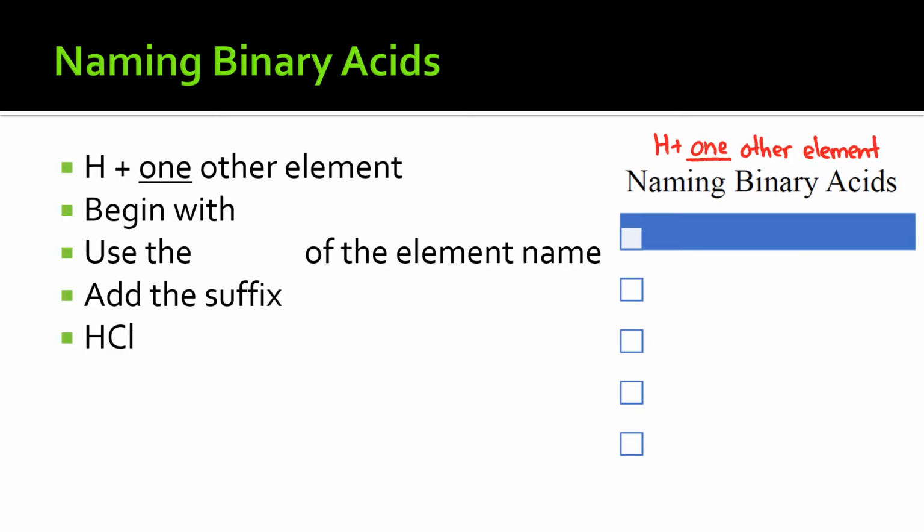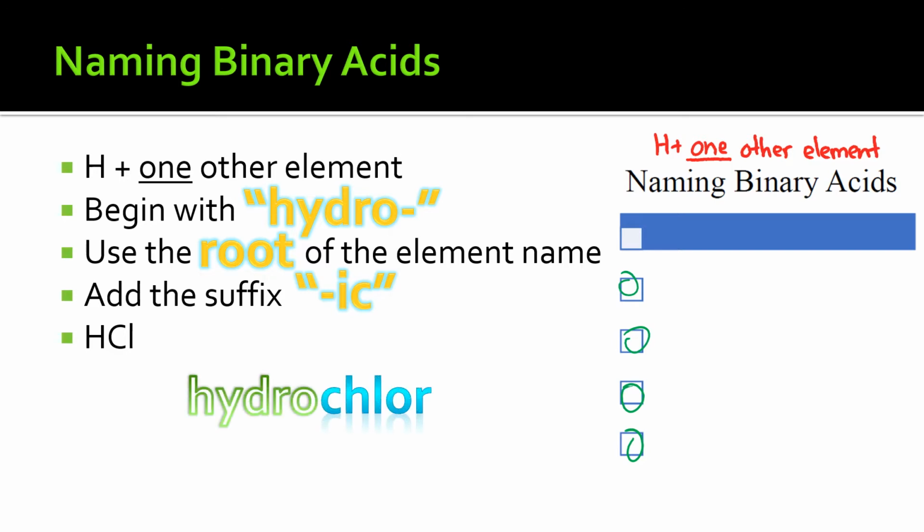The naming rules match the number of boxes there. In the first box, write: begin with hydro, then use the root of the element name, and then add the suffix ic. In the last box, write down the example. HCl is hydro, chlor, the root of the element chlorine. We change that ending to ic, and we add acid. So hydrochloric acid.